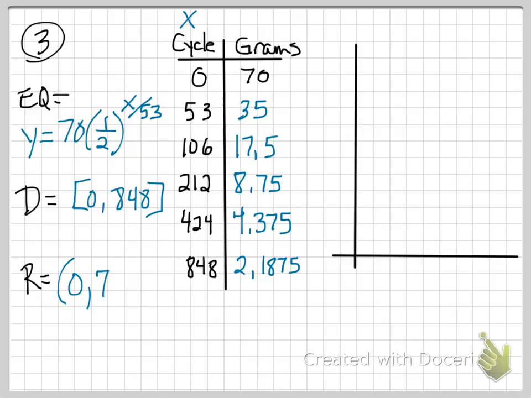Obviously, I'm getting to 0, and my highest amount was 70. So I'm going to start with 70 on the y-axis. Cut it in half, all the way down. We cut it in half each time. So we have a very steep decay curve that comes in and gets really close to 0.